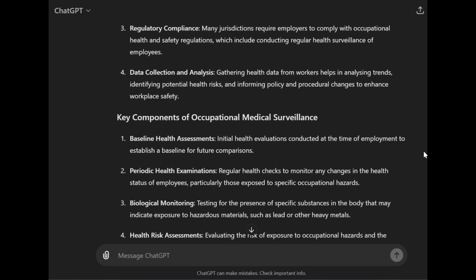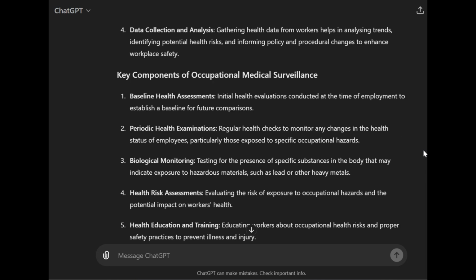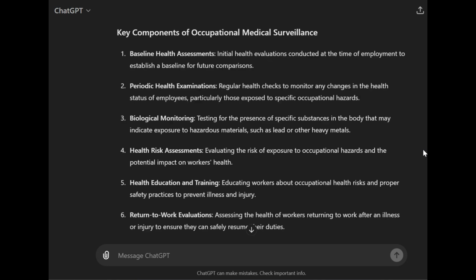1. Baseline health assessments. Initial health evaluations conducted at the time of employment to establish a baseline for future comparisons. 2. Periodic health examinations. Regular health checks to monitor any changes in the health status of employees, particularly those exposed to specific occupational hazards. 3. Biological monitoring. Testing for the presence of specific substances in the body that may indicate exposure to hazardous materials, such as lead or other heavy metals.